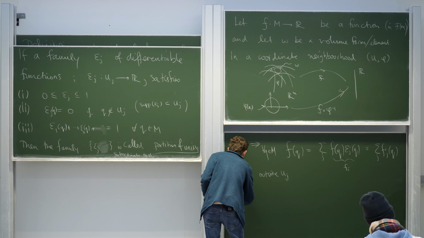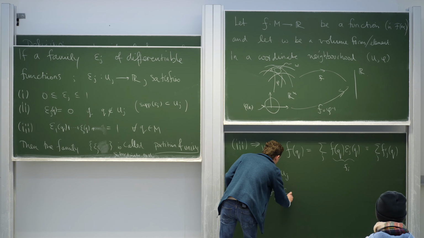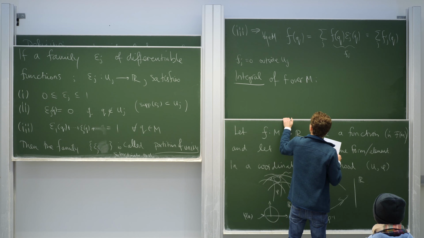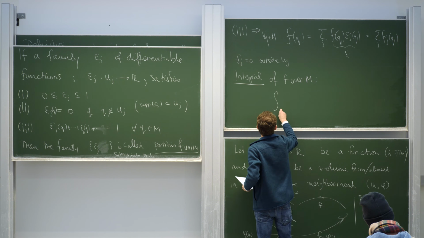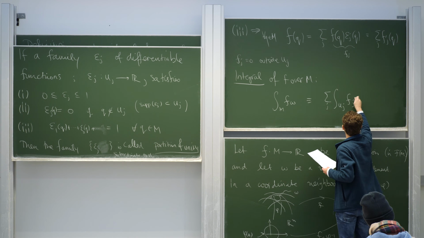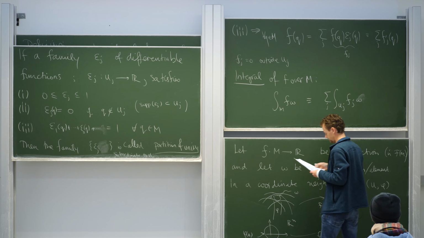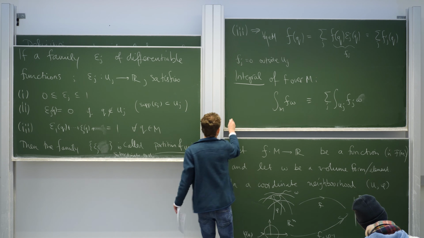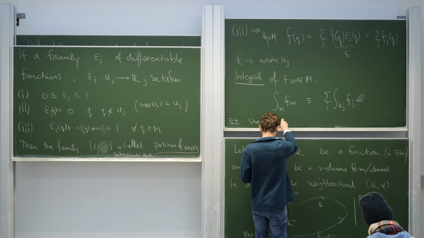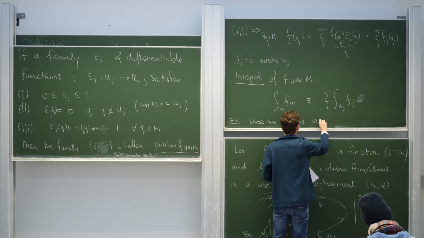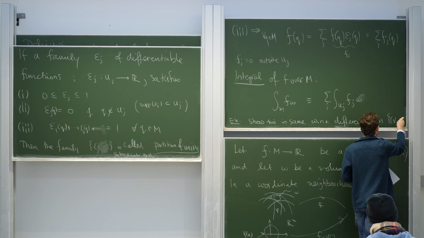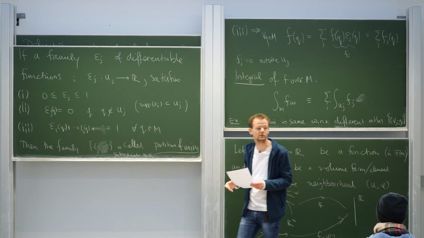And so the integral of f over M is given by just the sum of these integrals, like that. Okay, there's a little exercise. Show that you get the same answer if you choose a different atlas.